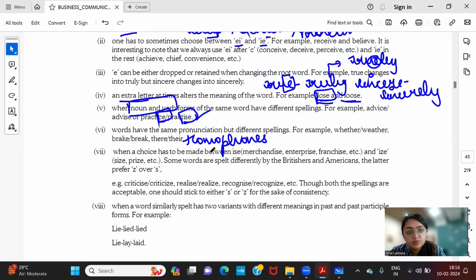Now, when a choice has to be made between ISE and IZE, again, this is a common place wherein both S and Z are used interchangeably, but depending on the word, we need to select the correct spelling.